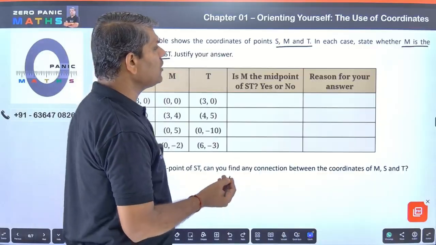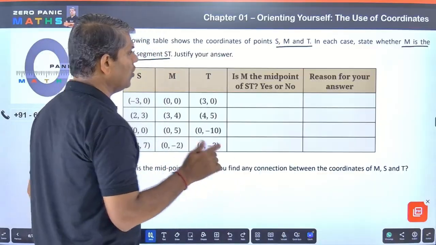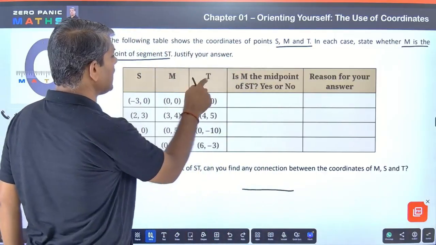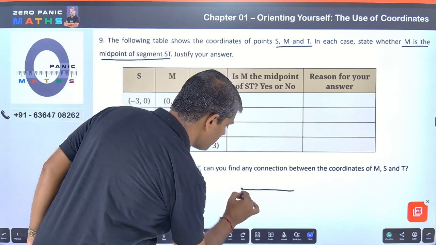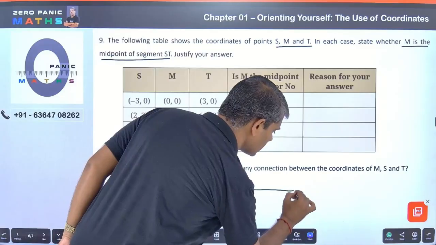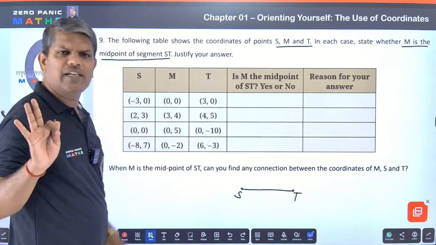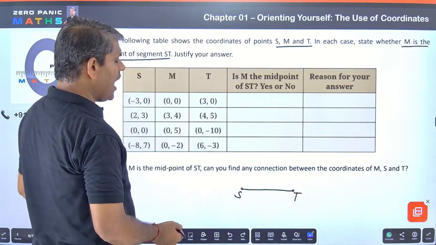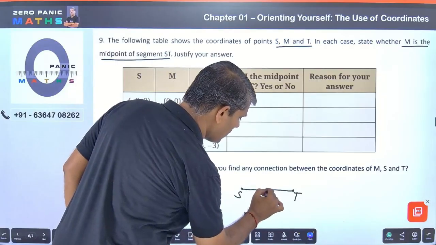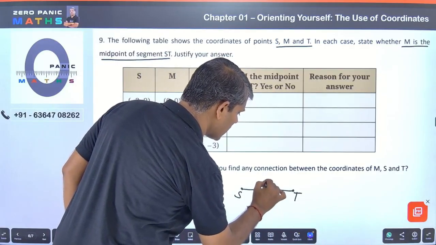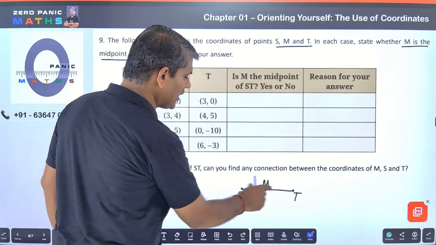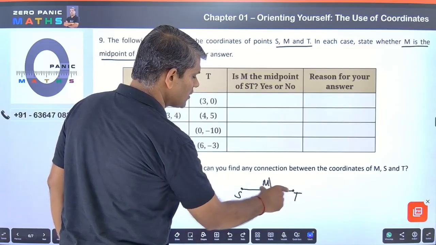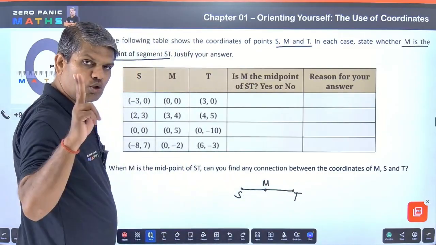To find the midpoint of any line, for example, suppose this is a line and S and T are the two coordinate points. Listen to me carefully. It's a simple explanation. ST is a line segment. I have to find whether M is the midpoint of S and T or not, exactly falling here. It means half of this, half of this. It will divide that into two equal parts.